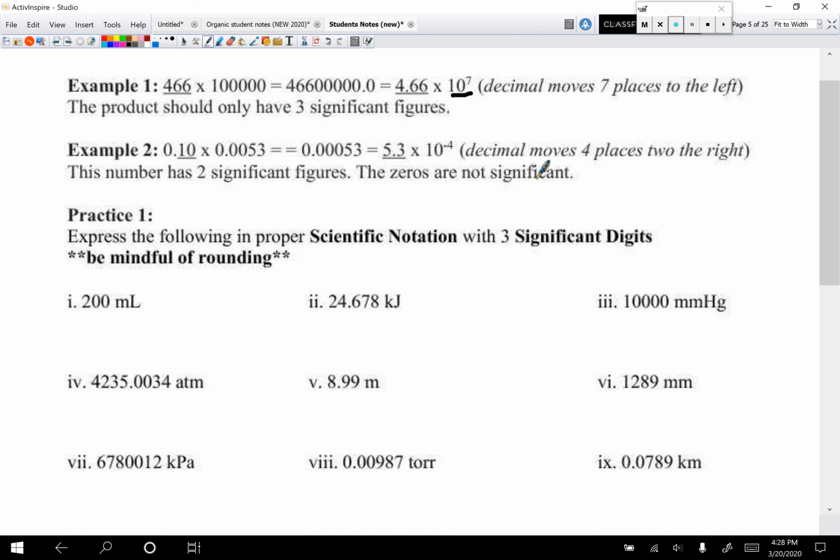All right? In example 2, what we have right here, we got 0.10, so 2 significant digits, multiplied by 0.0053. Apparently I can't count. So then we get our answer, 0.00053. Now, once again, this number is a little too small, and there are like 3 leading zeros there. So we move that decimal place back 1, 2, 3, 4 places to stick it in between the 5 and the 3, and we got 5.3 times 10 to the power of -4, because we moved it 4 spots to the right.